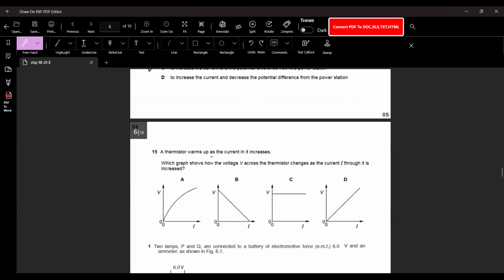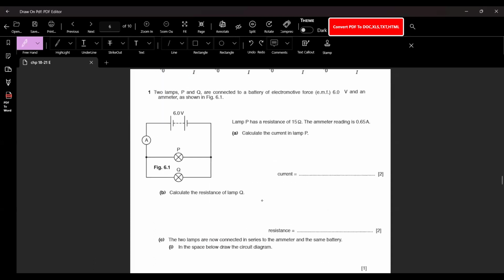Then, a thermistor warms up as the current in it increases. So when the current increases, the temperature of the thermistor rises, and its resistance automatically does what? It decreases. So which would be the right option? Voltage and B, current. A. Oh, A, yeah. Linear, we never go for a linear thing.